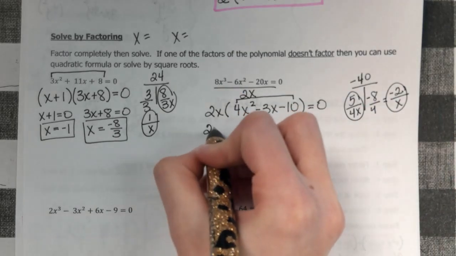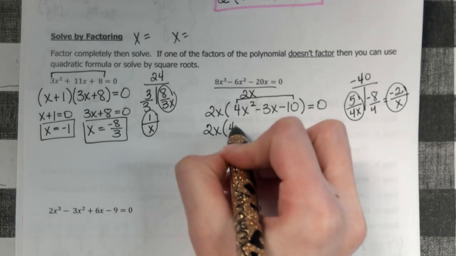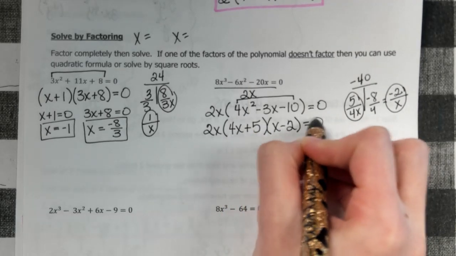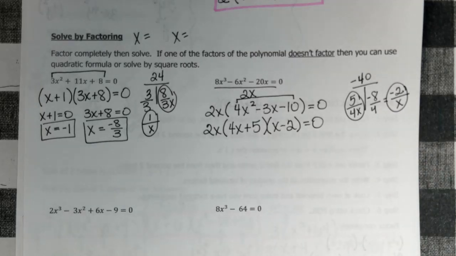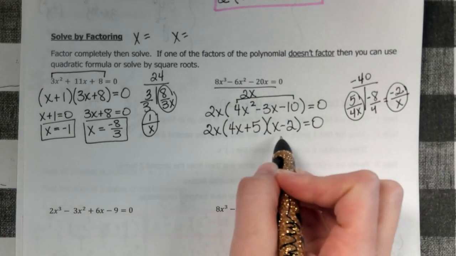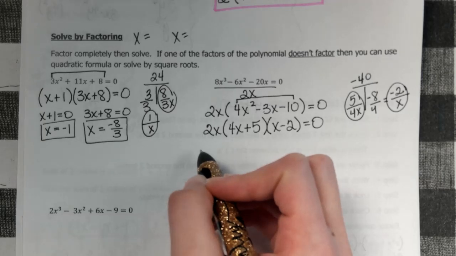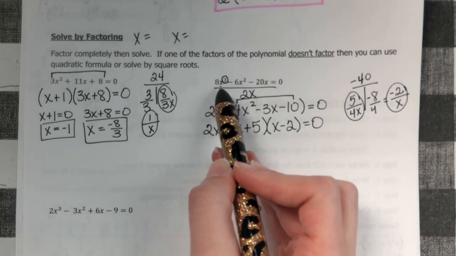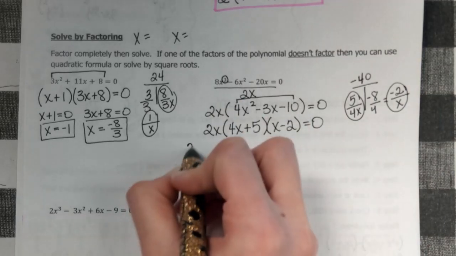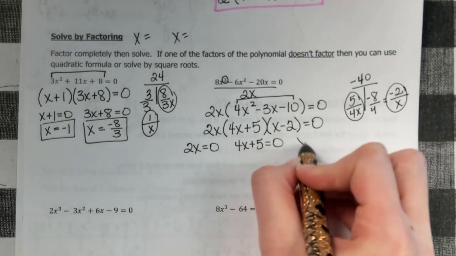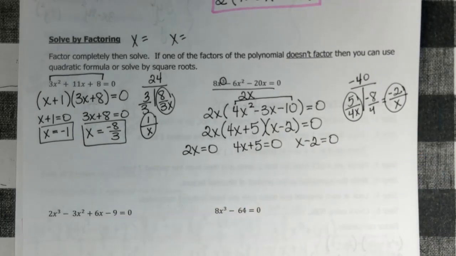So I've got a 2x that I copy down. I have 4x plus 5 times x minus 2 equal to 0. Now, up until this point, you didn't set the GCF equal to 0 because it was just a constant. Now I have a variable, so every time you see an x, you should set it equal to 0. If you look at that leading exponent, that tells you how many answers you should have. So this 2x is equal to 0, 4x plus 5 is equal to 0, and x minus 2 is equal to 0.